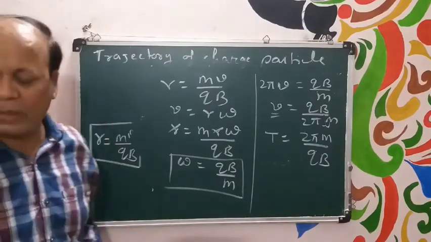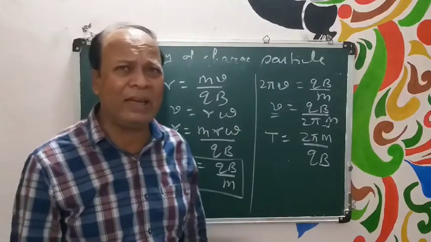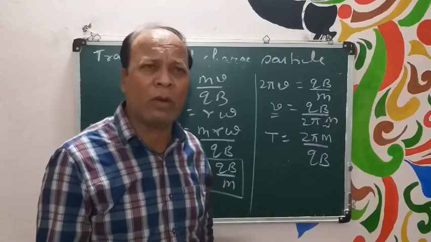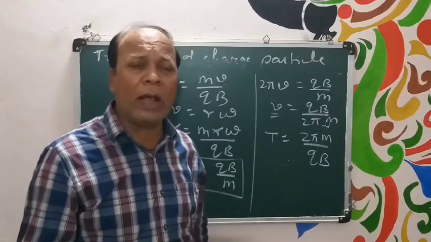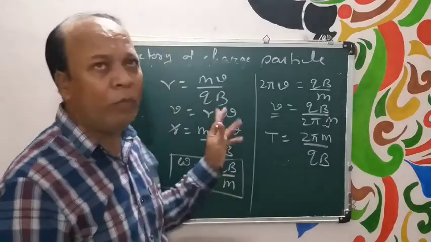Clear? तो इस तरह से हम आसानी से पैरामीटर्स निकाल सकते हैं. ओनली सिंपल सी एक चीज ली हुई है हमने कि सेंट्रीपिटल फोर्स mv स्क्वायर बाई r एंड लॉरेंट्ज फोर्स दैट इज QVB.